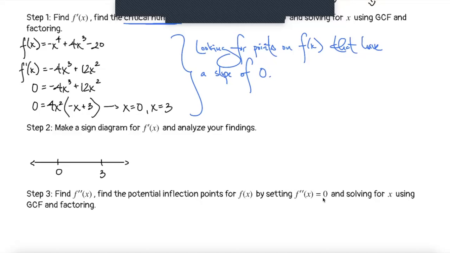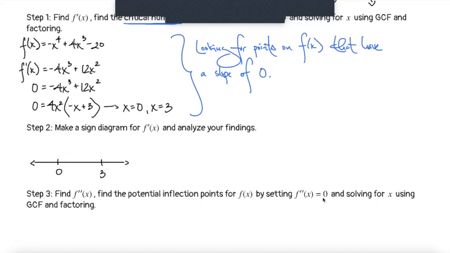All right. And we're going to pick a number between 0 and 3. We're going to repeat that process. And finally, we're going to pick a number bigger than 3, plug that into our derivative, and figure out whether it's positive or negative. Okay.